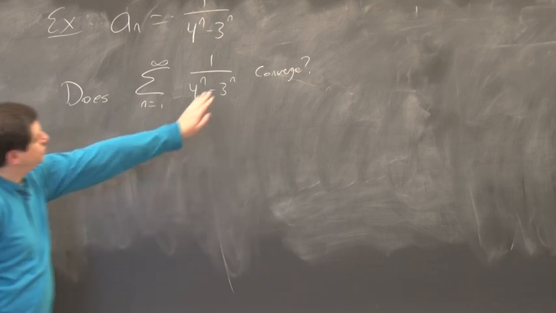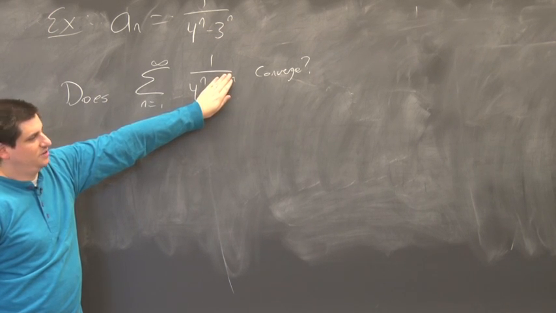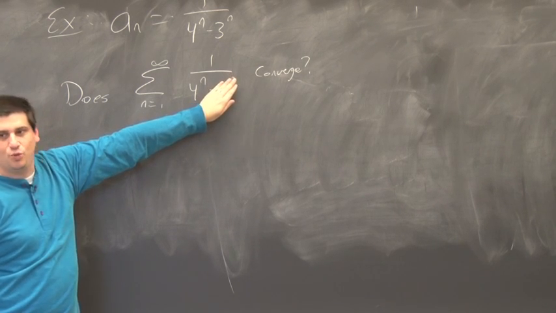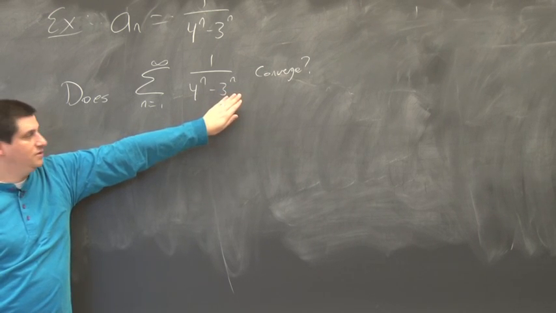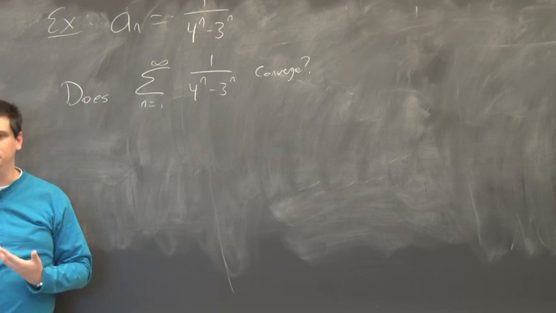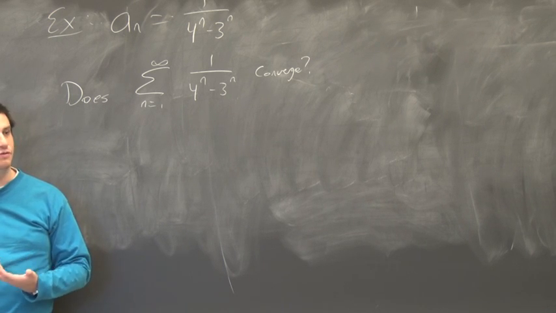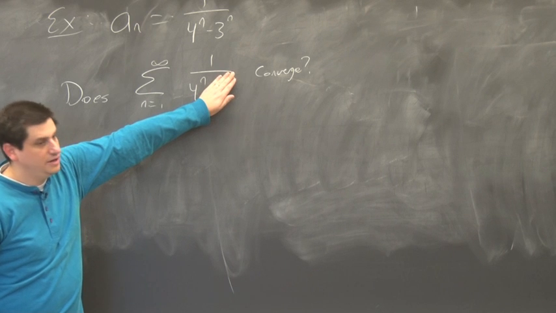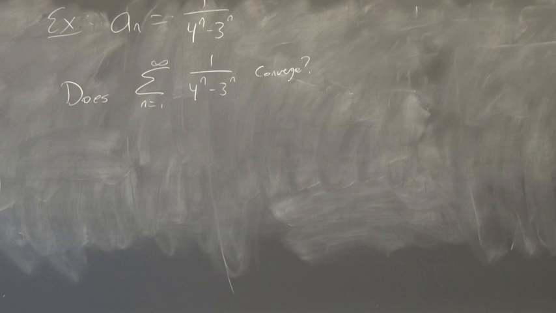1 over 4^n. So if I just gave you 1 over 4^n, why does that converge? Yes? As n goes to infinity, that becomes 0. Well, it's not enough for individual terms to go to 0. Why does 1 over 4^n converge? It's a geometric series where r equals 1/4. So if I just gave you 1 over 4^n, it would converge. It's a geometric series. Unfortunately, I gave you 1 over 4^n minus 3^n.